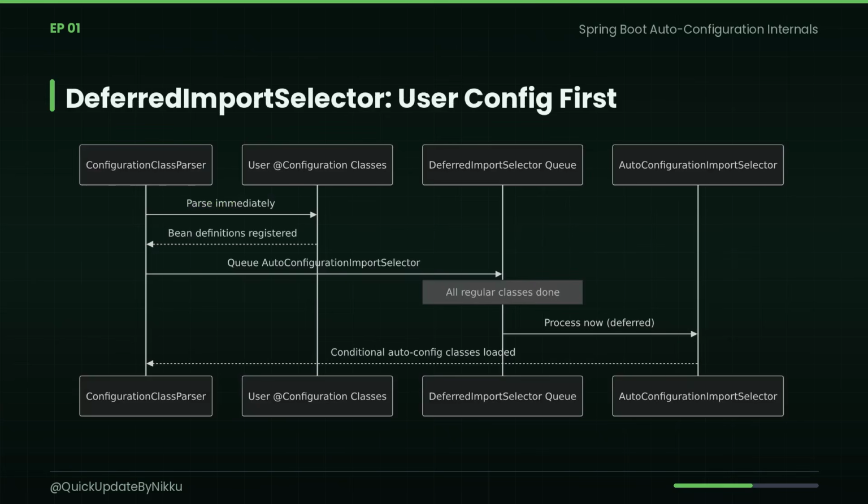A regular import selector is processed immediately, inline, the moment the parser encounters it. A deferred import selector is held in a queue and processed only after every regular configuration class has been fully parsed. AutoConfigurationImportSelector implements DeferredImportSelector, so auto-configuration always runs last.